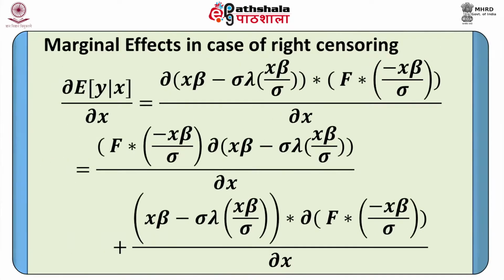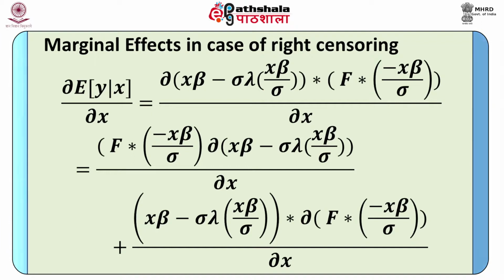Now marginal effects in case of right censoring similarly could also be expressed in the form of a formula, which is given here as partial derivative of expected value of y, that is, partial derivative of x beta minus sigma lambda of x beta upon sigma, whole star into capital F of minus x beta upon sigma, divided by partial derivative of x. Now this on simplification has again two expressions.